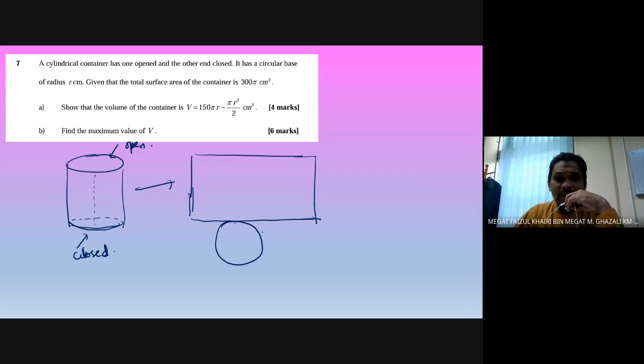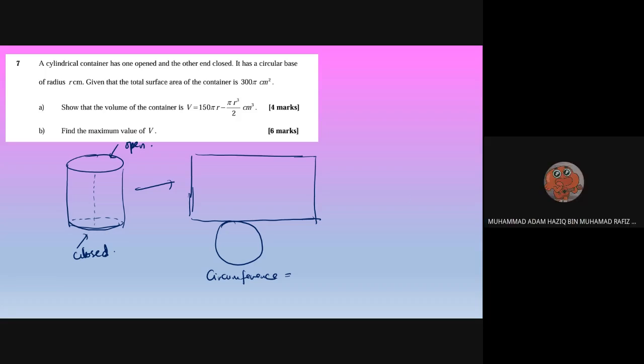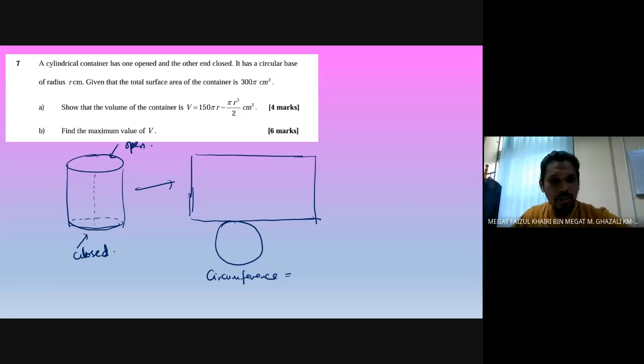So what is the perimeter of the circle? Circumference of the circle? Anyone? Ukur lilit bulatan berapa? 2 pi r. Okay, the circumference is 2 pi r. Okay, area of circle?